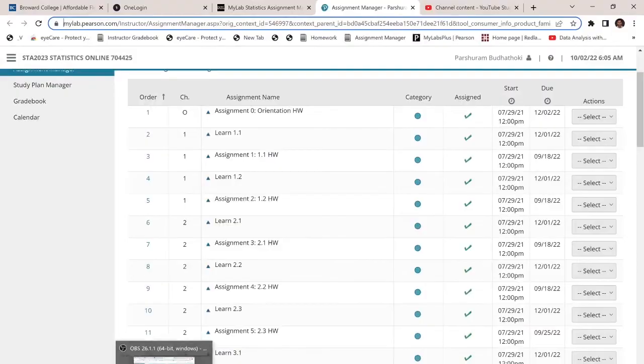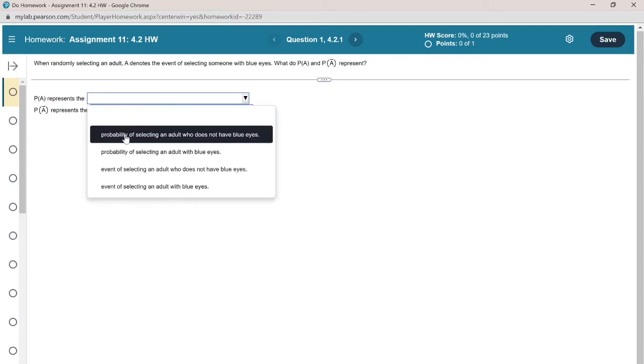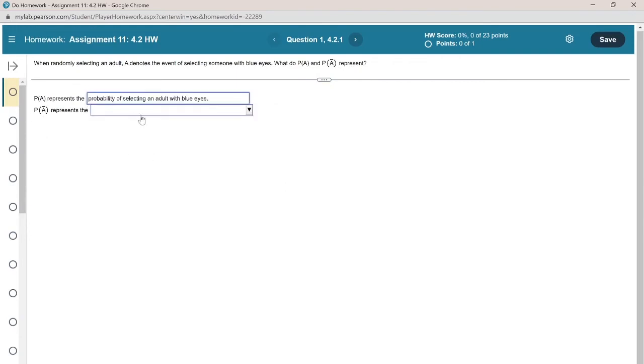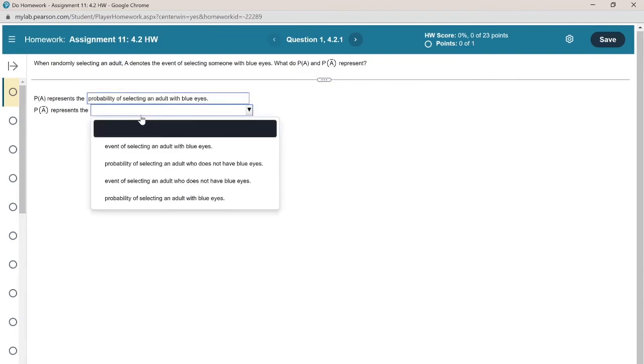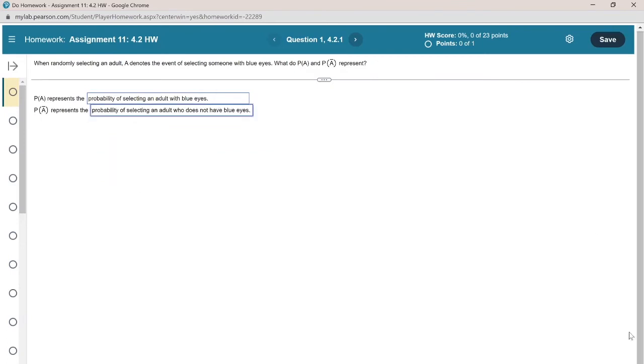Let's look at some examples from this section now. When randomly selecting an adult, A denotes the event of selecting someone with blue eyes. What do P of A and P of A complement represent? P of A represents the probability of selecting an adult who does have blue eyes. P of A bar means the complement of A, which is the probability of selecting an adult who does not have blue eyes.